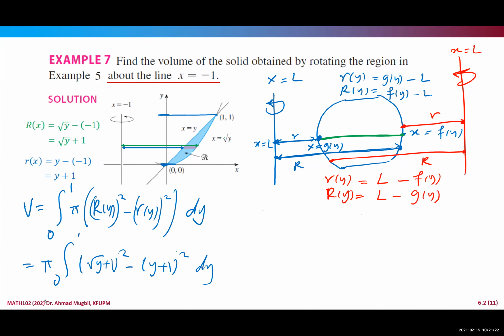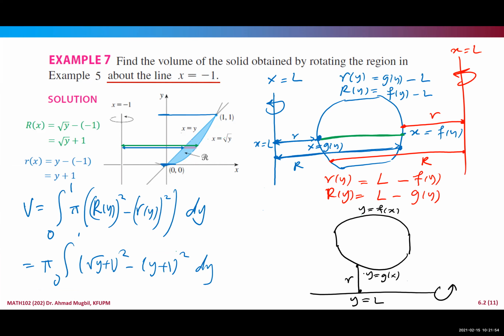And the same concept can be applied when you have a region that is bounded by a curve. Let's say this is y equals f of x, and here you have y equals g of x. You have upper and lower curves. Now, if your axis of rotation is here, let's say it will be y equals L. Or if it is above, let's say this case. The distance from here to here is R small, and the distance from here to here is R capital.